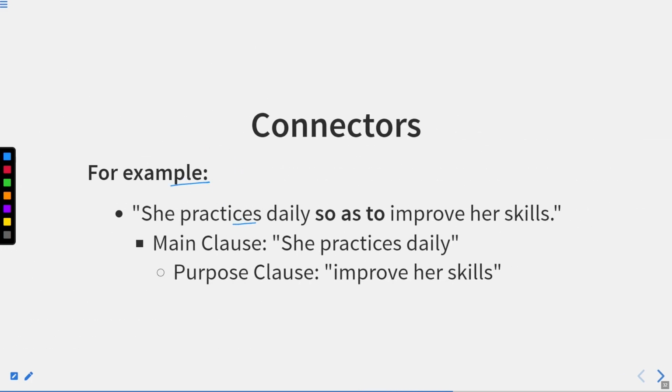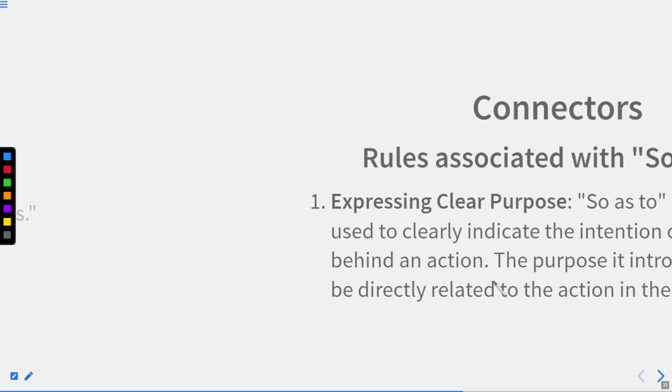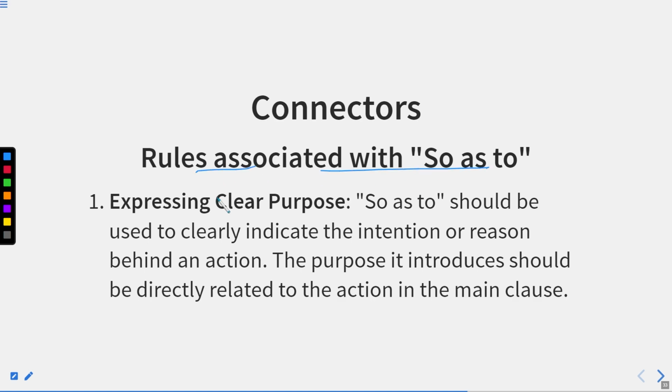For example, she practices daily so as to improve her skills. Here the main clause is she practices daily, or every day. Purpose clause: improve her skills. Rules associated with so as to, expressing clear purpose. So as to should be used to clearly indicate the intention or reason behind an action. The purpose introducer should be directly related to the action in the main clause.